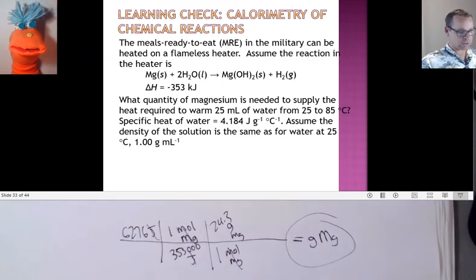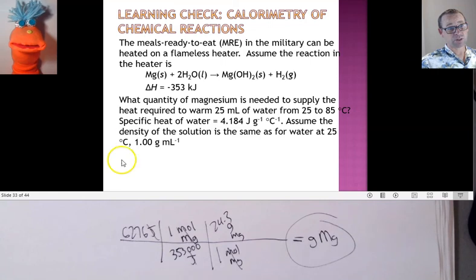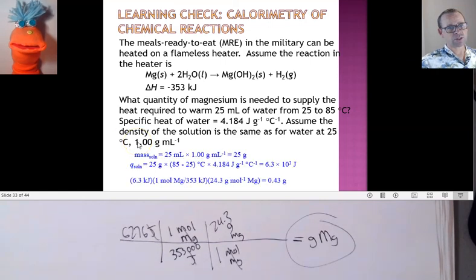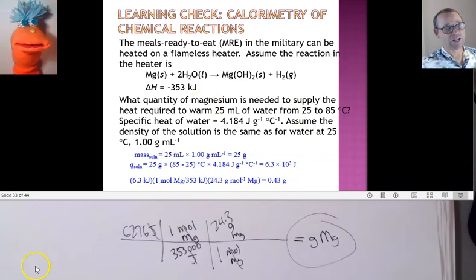All right, so 6,276 times our 24.3 divided by 353,000, right? Make sure you include all those zeros. And that should tell us how many grams of magnesium we need. So we need just 0.43 grams of magnesium to release that much heat energy. Okay, good work. Good work. Now you can go be free.